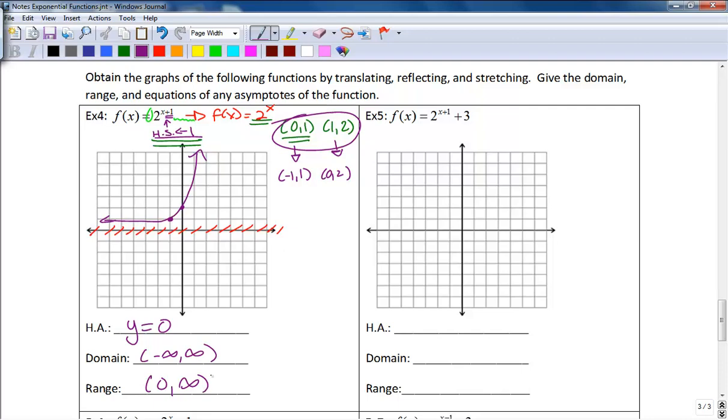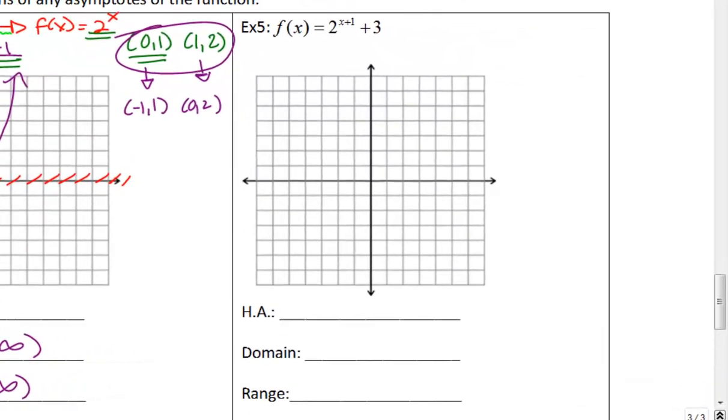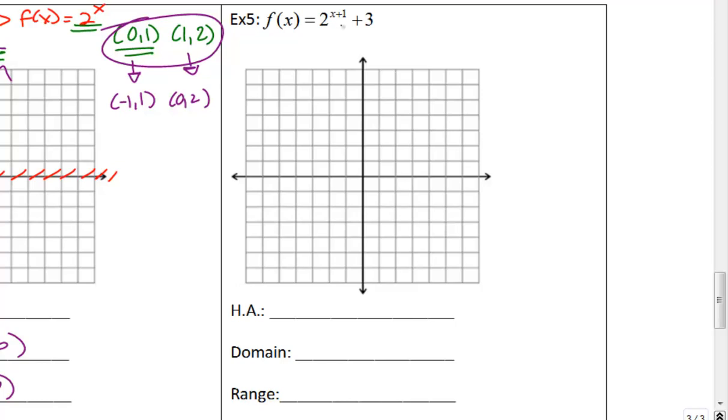All right, let's look at example 5. Same thing. We have a horizontal shift here of left 1, and then this plus 3 out here is my vertical shift telling me that I'm going to go up 3. So I have a vertical shift of up 3 and a horizontal shift of left 1. Well, this actually is the first time I have a vertical shift. Well, vertical shift determines my new asymptote.